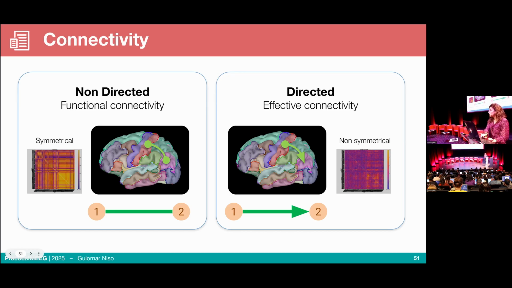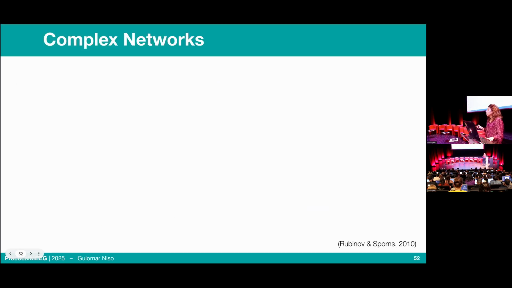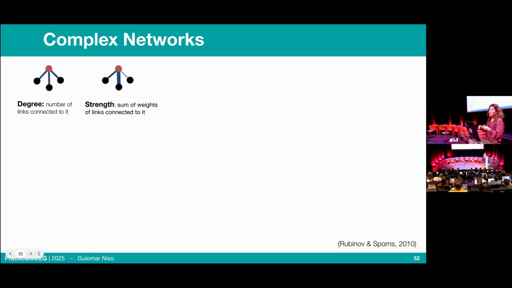So once you have these matrices, you can study many concepts that come from complex networks. Like, for example, the degree, which is the number of links connected to a node, the strength, the sum of the weights a node is connected with, and the clustering, which is the likelihood of your neighbors also being connected.